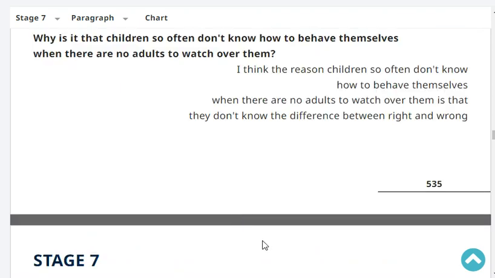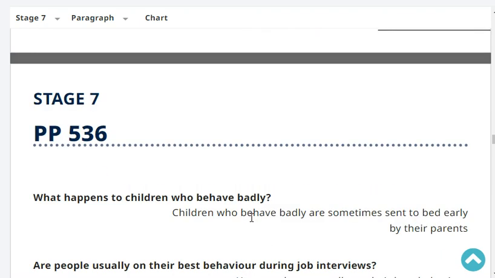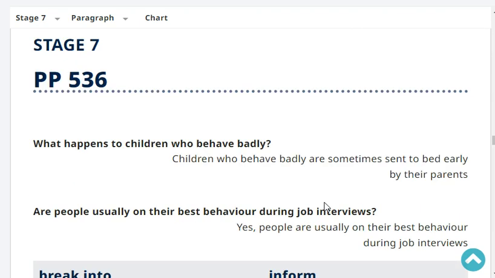Okay, next. Why is it that children so often don't know how to behave themselves when there are no adults to watch over them? I think the reason is that they don't know the difference between right and wrong. Well, what happens to children who behave badly?